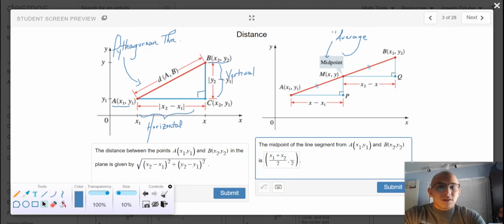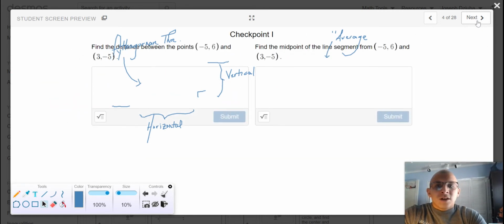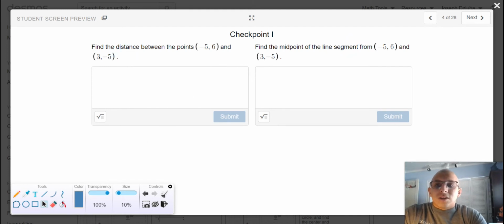Our life easier. And then for the y coordinate, we would do the same. So a little conceptual walkthrough as to how we arrive at this distance and a formula for midpoint. So first and foremost, please determine what the distance is between the points (-5, 6) and (3, -5), and then determine the midpoint of that line segment between those 2 points.